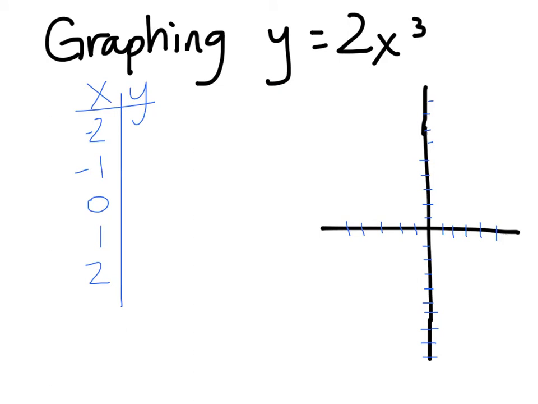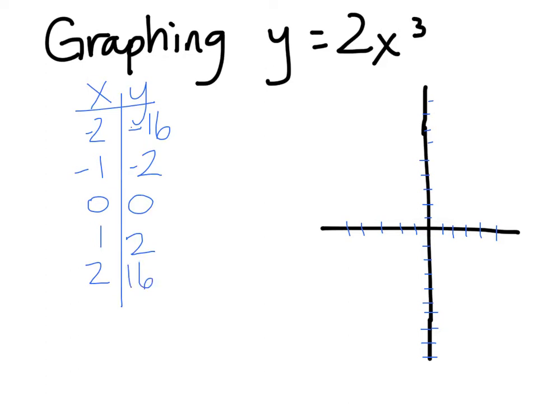Okay, let's look at what happens when we graph a cubic function. Let's plug in some values for y equals 2x cubed. If x is negative 2, then x cubed is negative 8, times 2 is negative 16. If x is negative 1, cubed is negative 1, times 2 is negative 2. If x is 0, 0 times 2 is 0. If x is 1, cubed is 1, times 2 is 2. If x is 2, x cubed is 8, times 2 is 16.